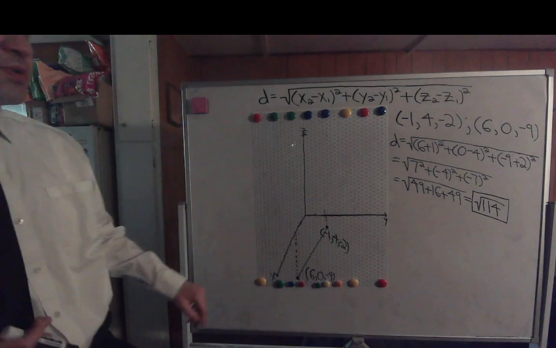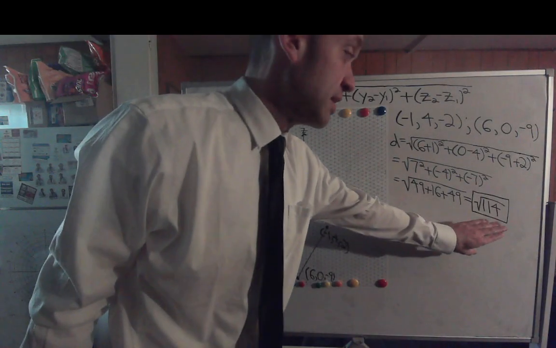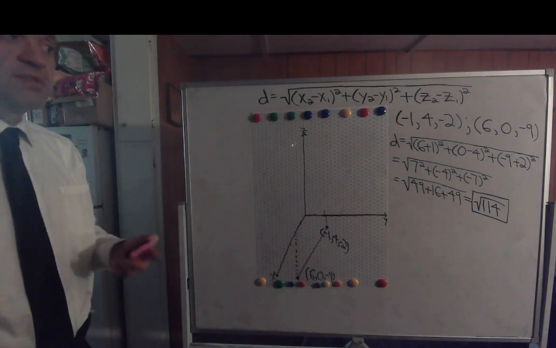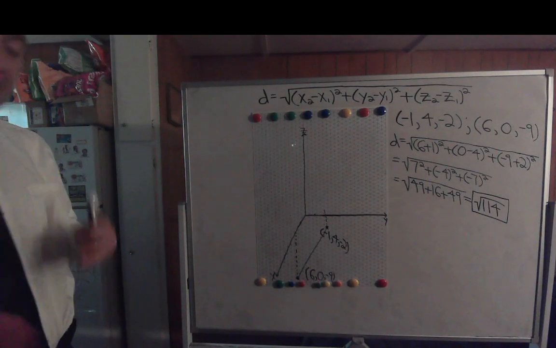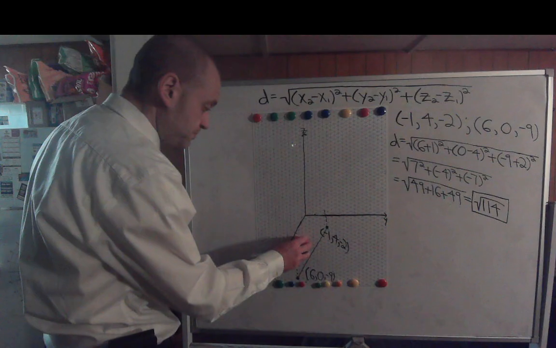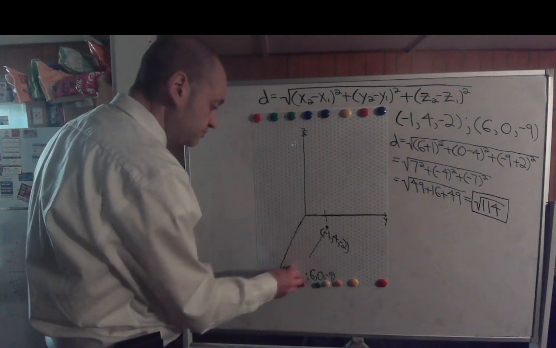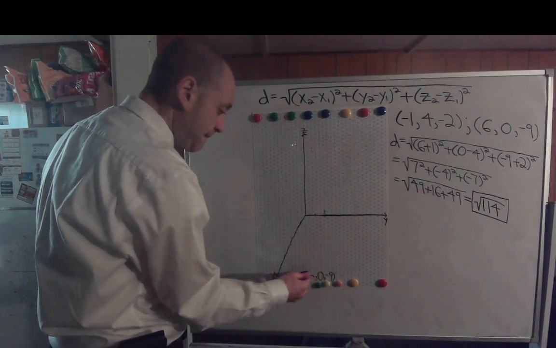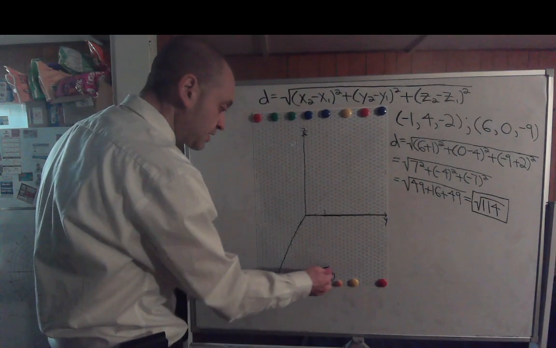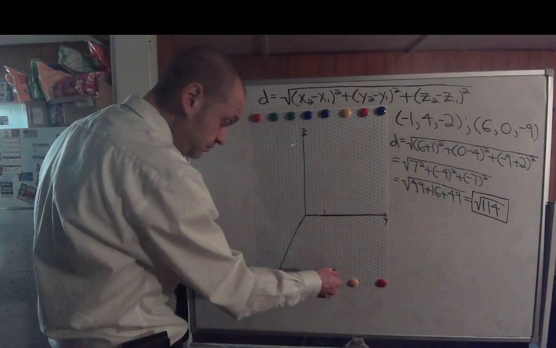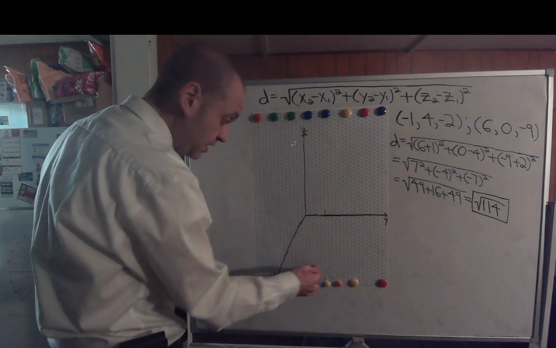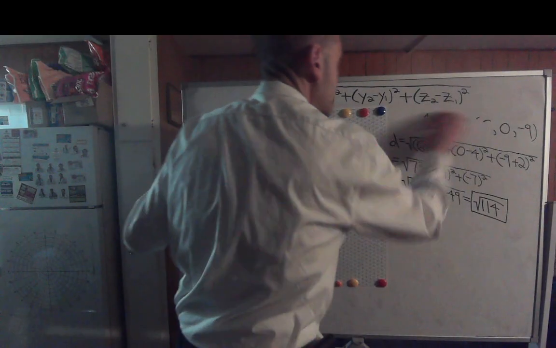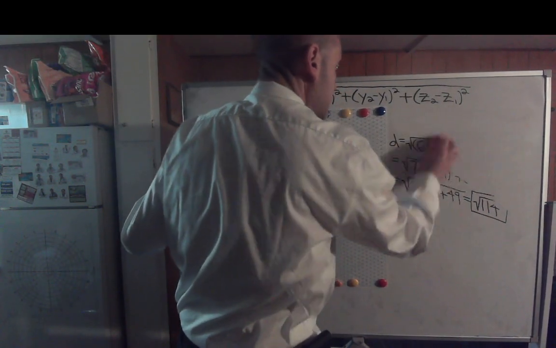That's exactly what you would get using the 3D distance formula. You get a length of the square root of 114 units, which is more than 10 units. Let's do another distance. Alright, so let's do another couple of ordered triples. We'll find the distance.